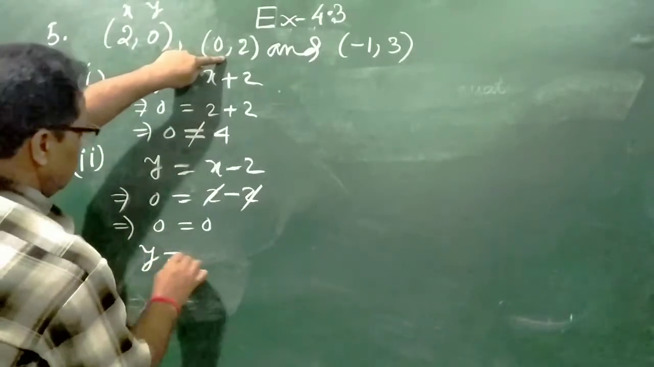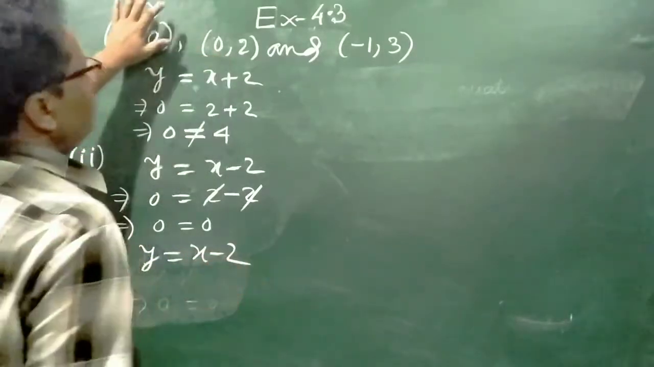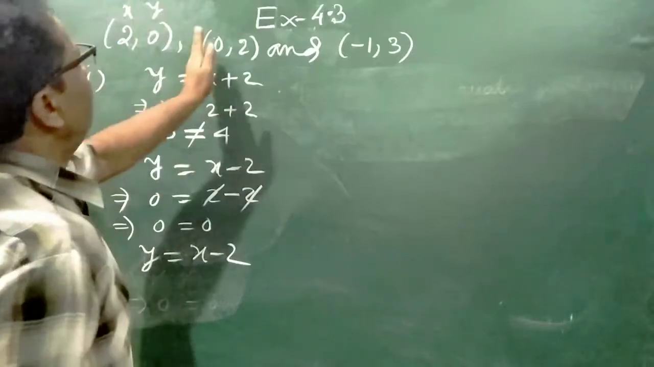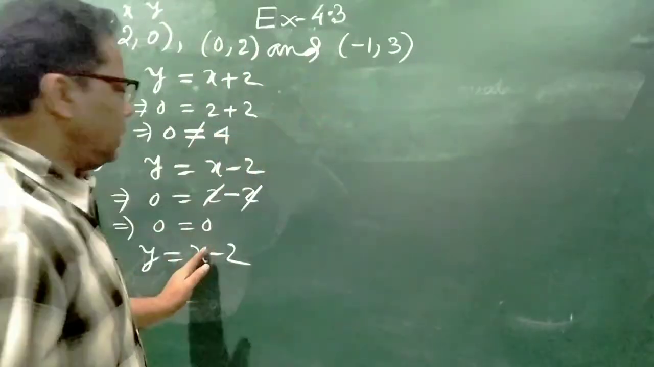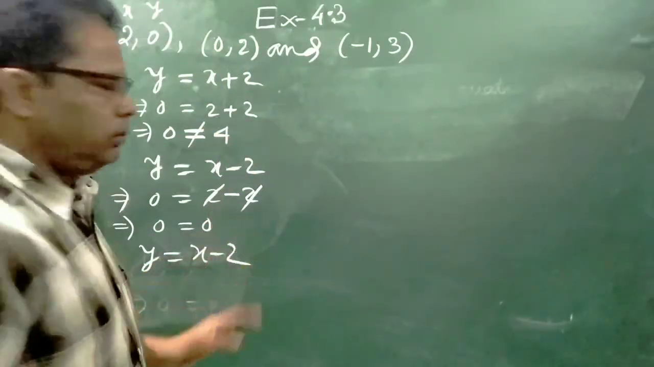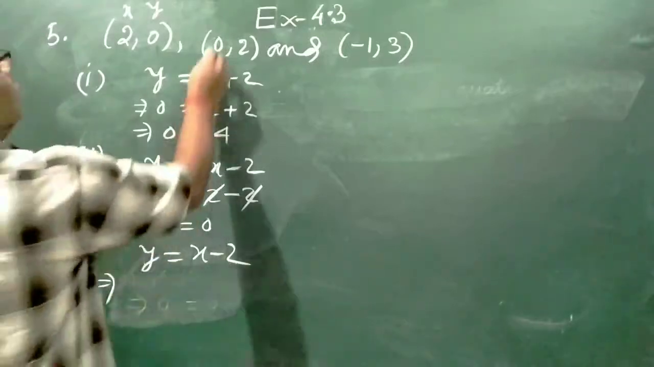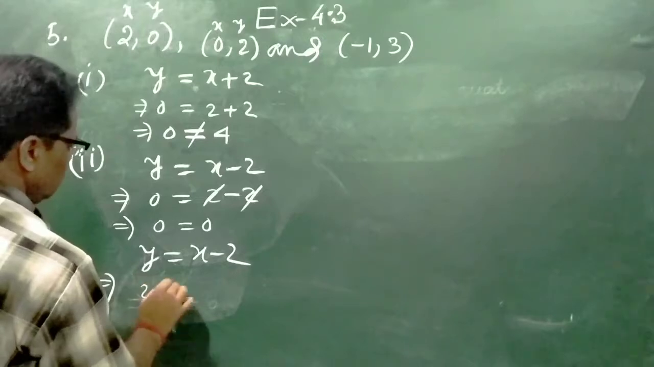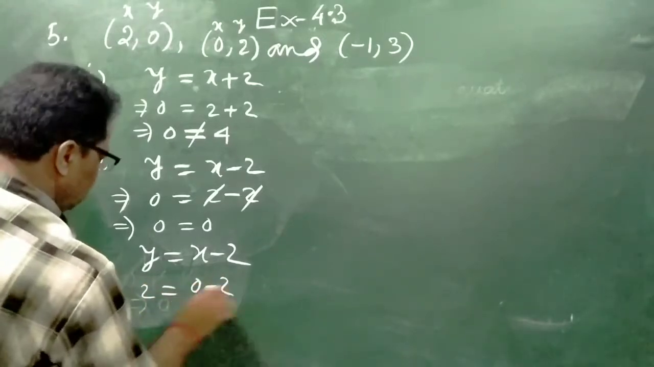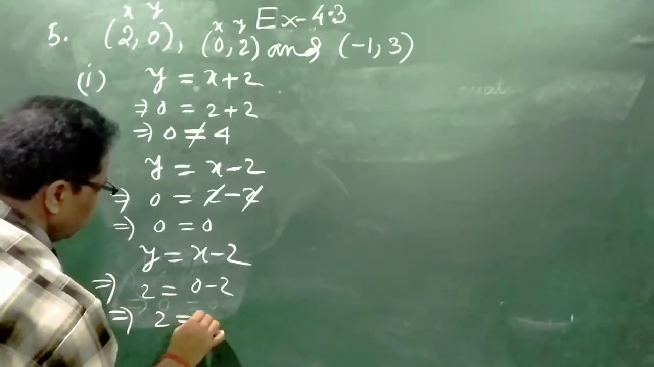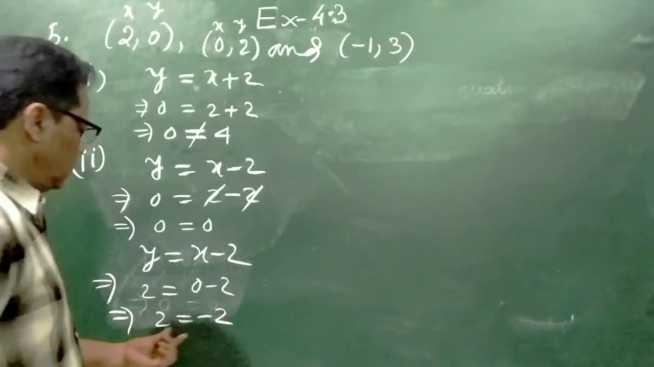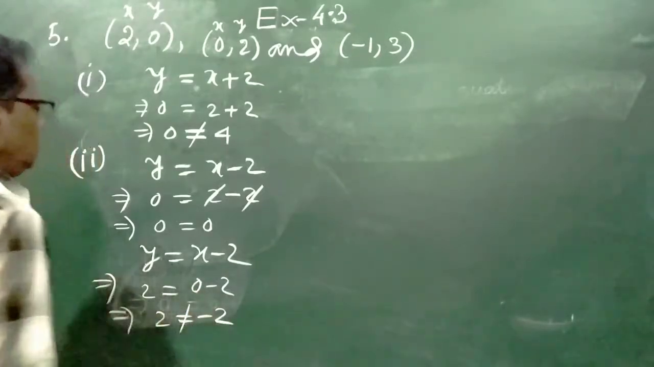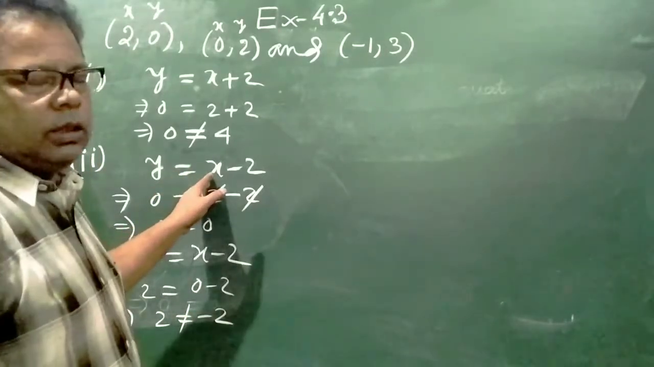y is equal to x minus 2. The first point is satisfied, of course. Then all these 3 points should satisfy the equation. Both side values should be the same. Then the second one, this is the value for x, this is the value for y. Then y value is 2, x value is 0 minus 2. So from here we are finding one side plus 2, other side minus 2. So it is not equal. So this is also not the equation of the graph.